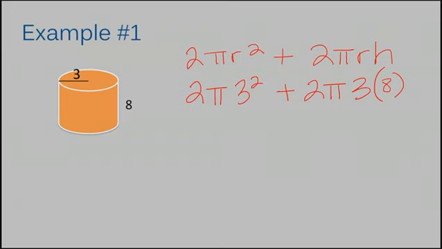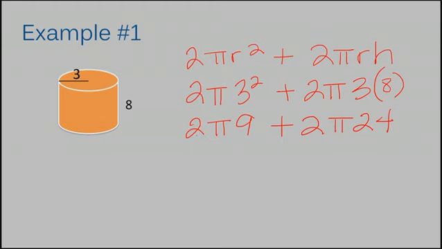So now I'm going to rewrite this whole problem, except I'm going to solve the parts that are the easiest for me to solve. So I'm going to write 2 here, rewrite pi. My 3 squared is 9. I'm going to add here 2 pi, and my 3 times my 8 is 24.